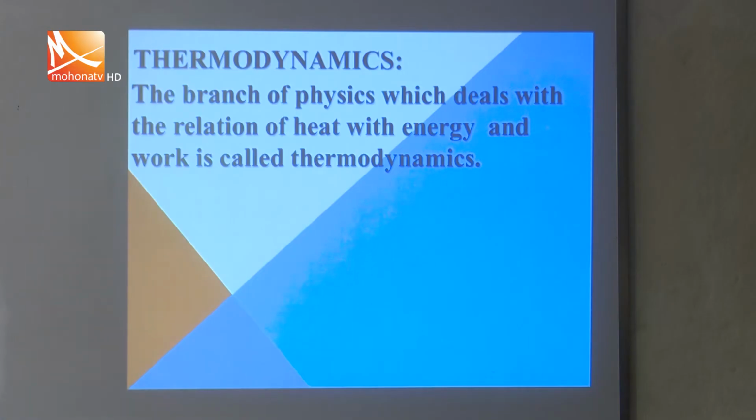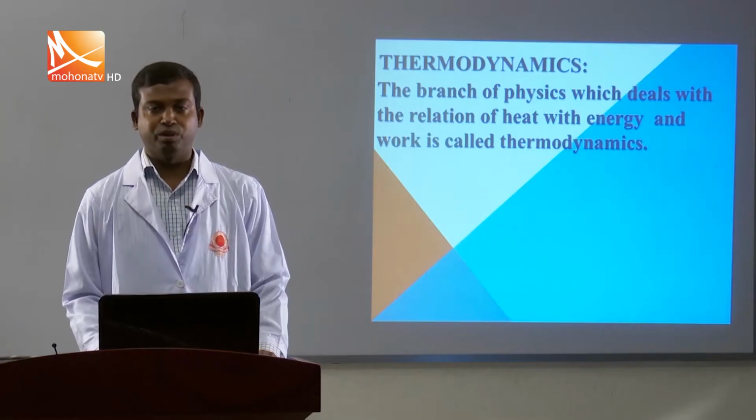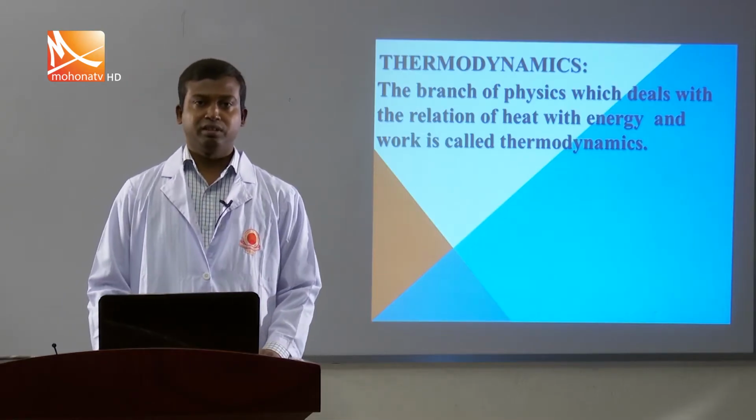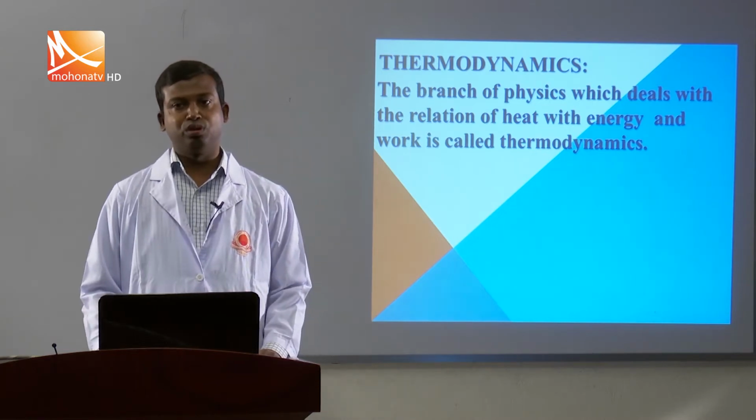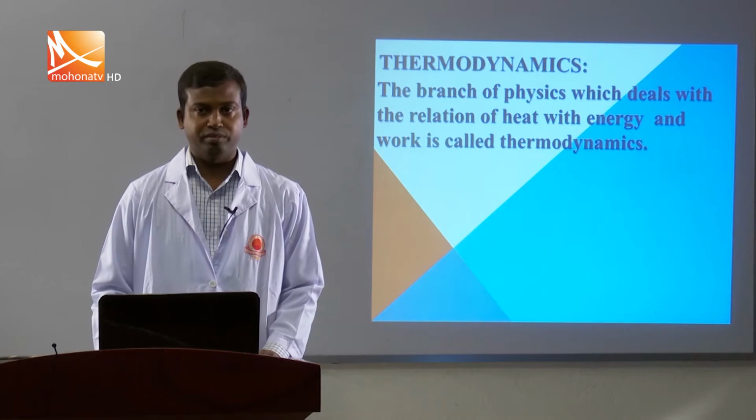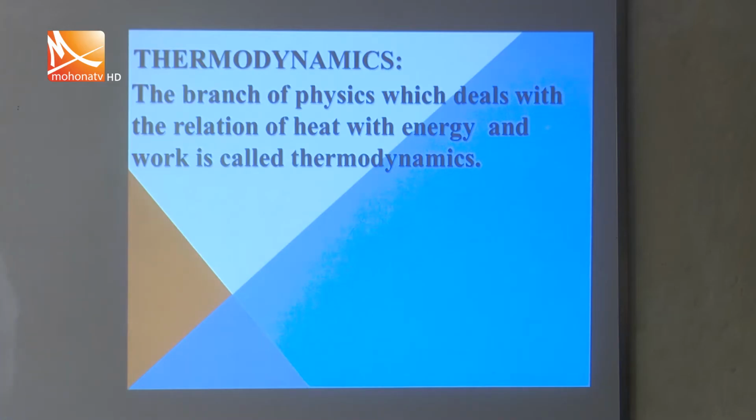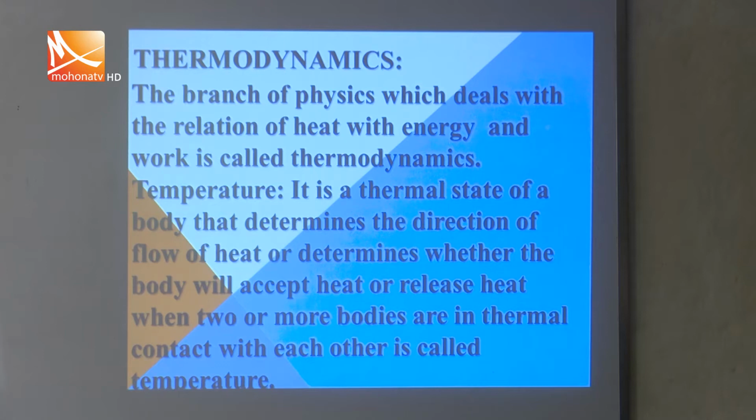Thermodynamics basically deals with temperature and heat. So at first you have to be clear about what is the difference between heat and temperature. What is temperature? Temperature is the thermal state of a body which determines the direction of flow of heat when two or more bodies are in thermal contact with each other, and it also determines whether the body will absorb it or reject it. So let us see the definition in the slide. This is nothing but what I have told is given here.